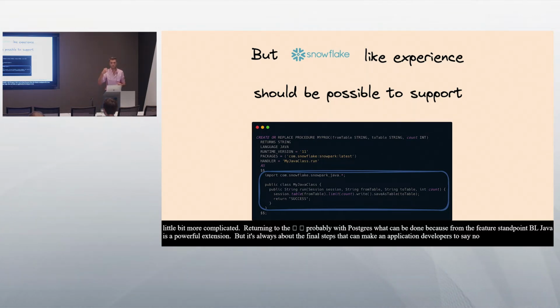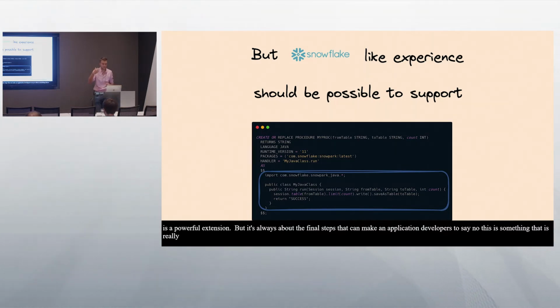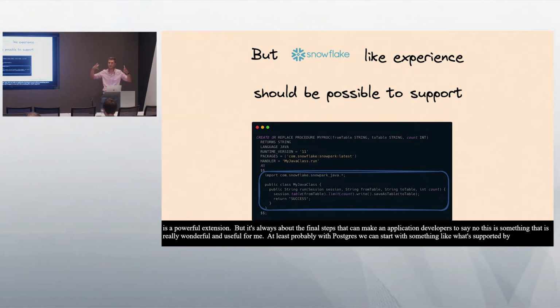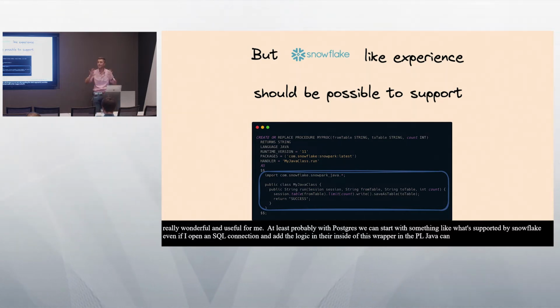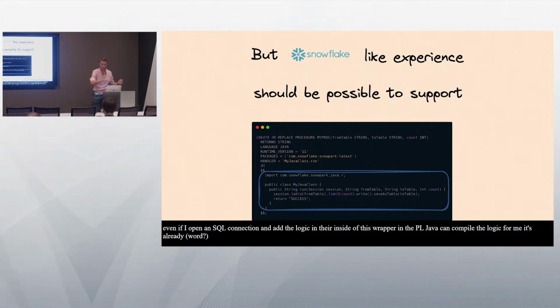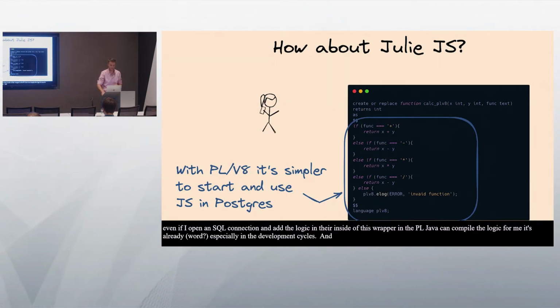At least, probably with Postgres, we can start with something like what was supported by Snowflake. Even if I open a PSQL connection, and you let me add my logic inside of this wrapper, and then PL Java can compile this logic for me, it's already a big win, especially in the development cycles. And then, if needed, you can always see how it's done in Apache Ignite and other products that are focused on compute tasks.